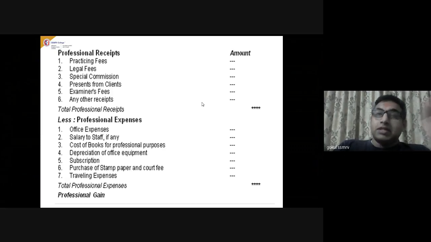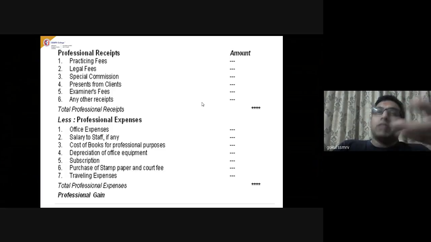of it. Presents from clients: if any client doesn't pay cash, instead he's giving some presents, that is also considered as a professional receipt. Why? Because it is by virtue of his being a lawyer, because he has done some professional service, the client is giving him some present, so that also becomes part of his professional receipts.